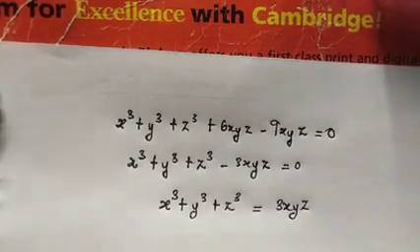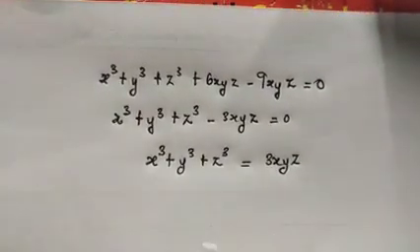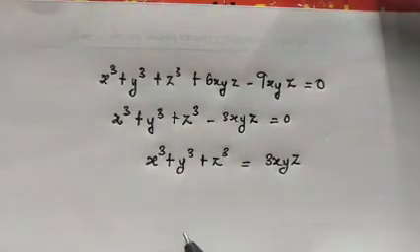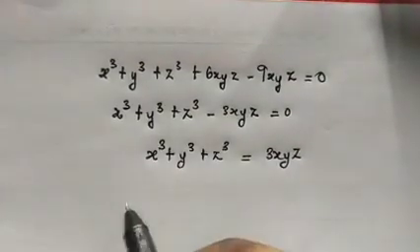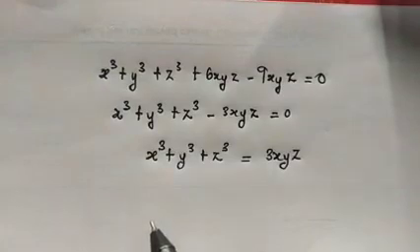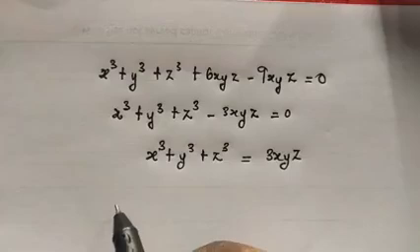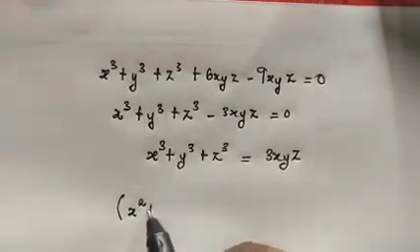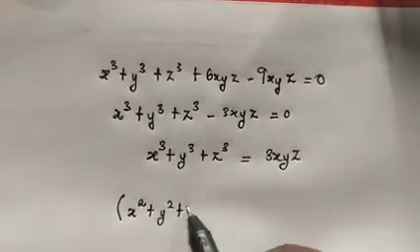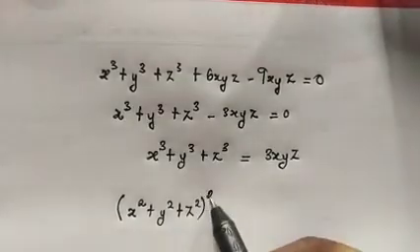Okay, so what are we going to do next? Now let us think about squaring both sides of the second equation. Remember, we need the value for x to the power of 4 plus y to the power of 4 plus z to the power of 4. What if we square x squared plus y squared plus z squared? So I think that is a very nice idea, right?